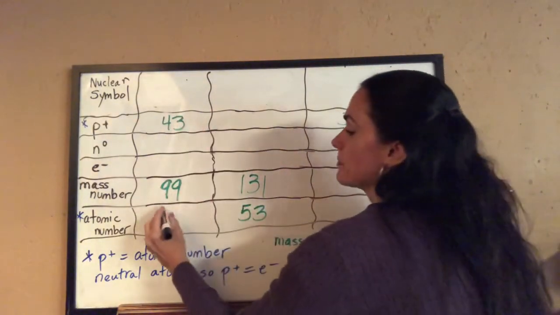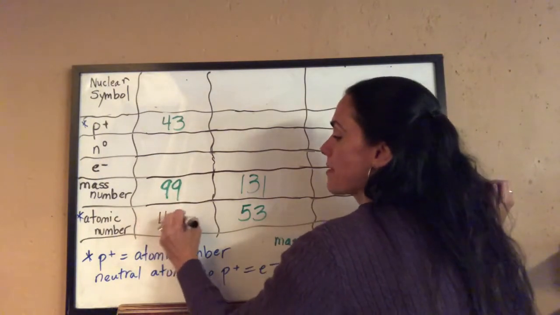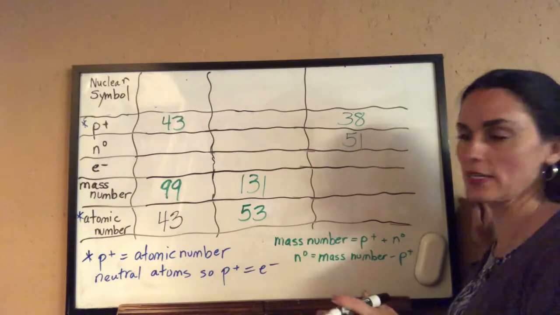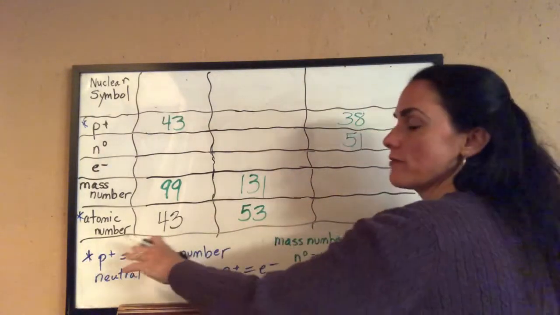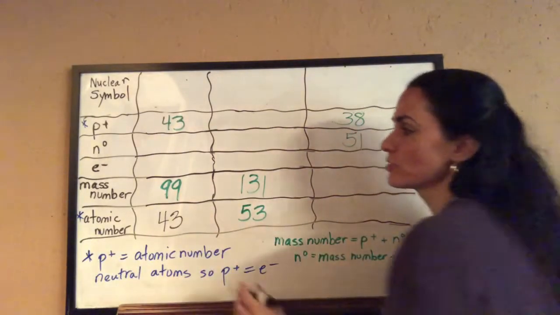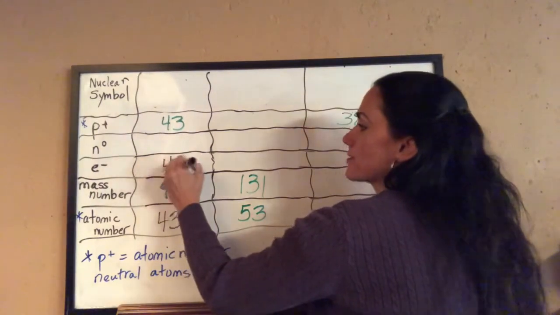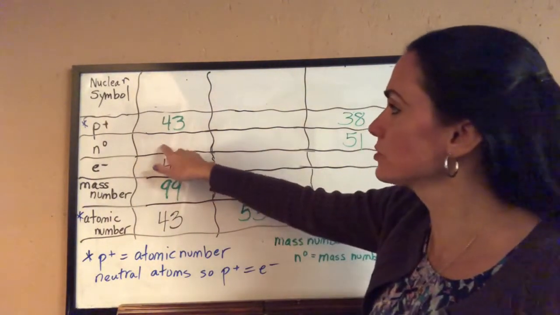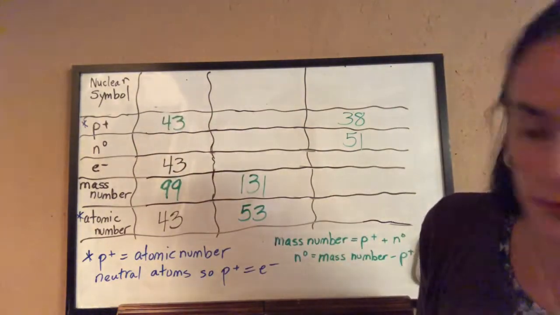Protons and atomic number are the same. Always, always, always. Now there's no charge affiliated with this. You don't see a row for charge, so the electrons are the same as well. All right, so you have to write in the number of neutrons and the nuclear symbol.